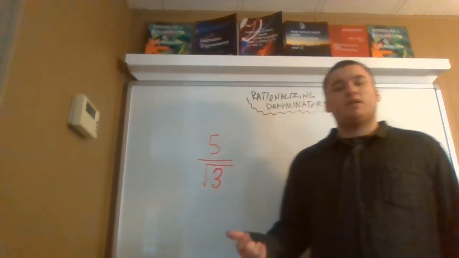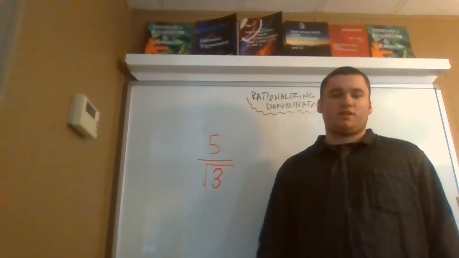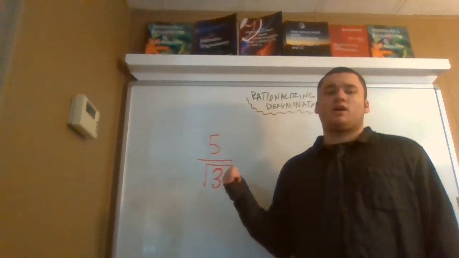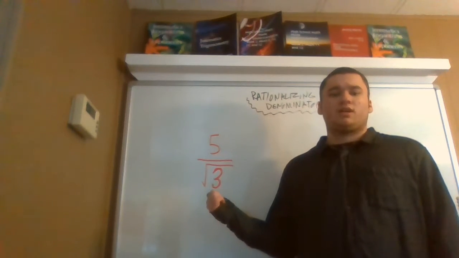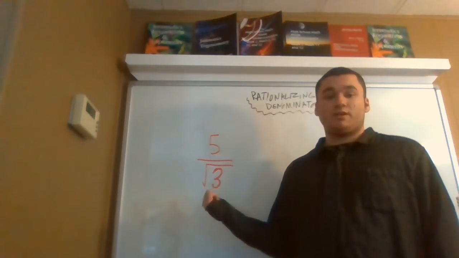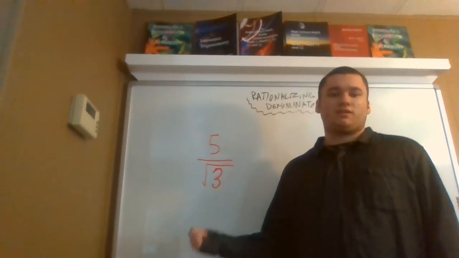In the last video I made about Trigonometry 11, finding the exact values of sine, cosine, and tangent ratios, I didn't really talk about how to rationalize denominators. I mentioned that you should rationalize a denominator when there's a radical denominator, but I didn't actually show you how to do that.